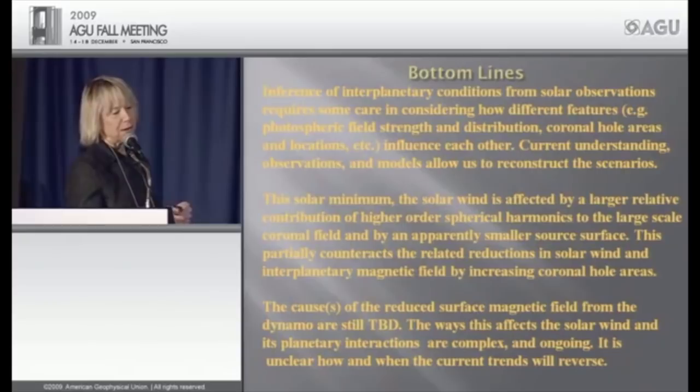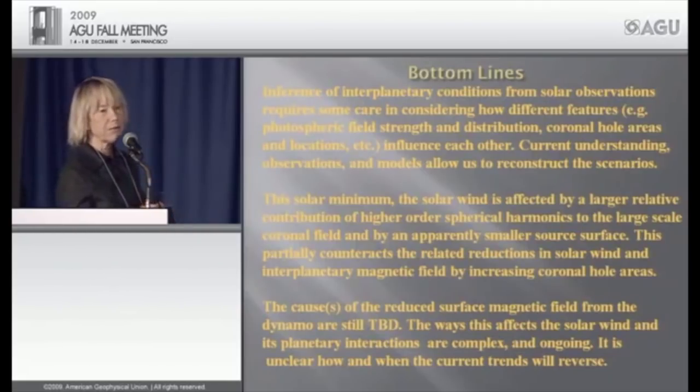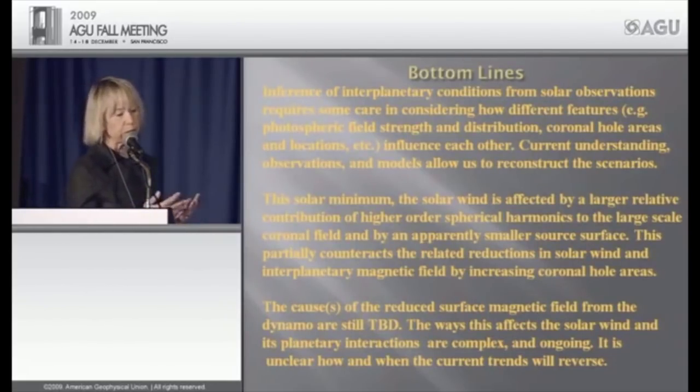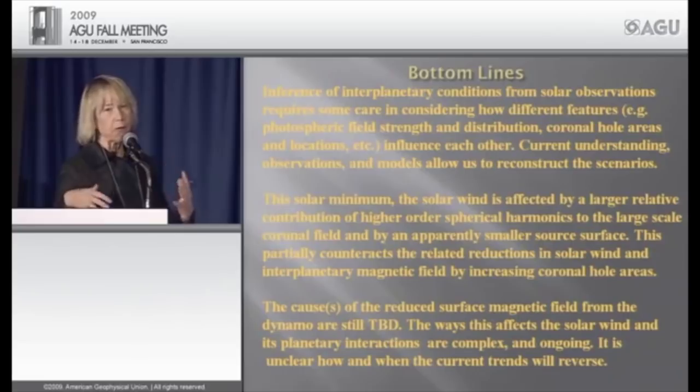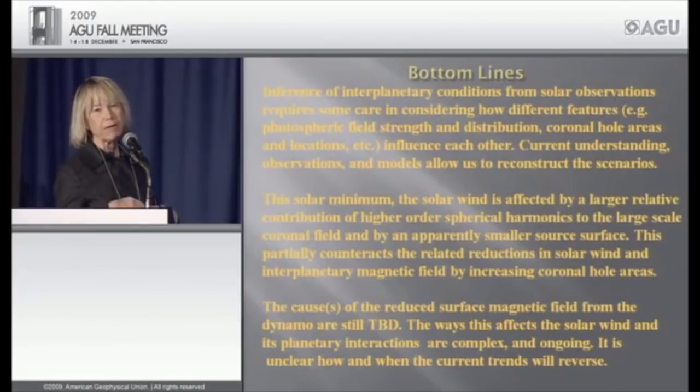The solar minimum is affected by the larger relative contribution of higher order spherical harmonics to the large-scale coronal field and by an apparently smaller source surface for the solar wind, which partially counteracts the effect of the weaker flux. The causes of the reduced surface magnetic field from the dynamo are still to be determined. The dynamo might be happily cranking away flux in the solar interior, and maybe the delivery system that's bringing it up to where we can see it and where it affects the corona is what's changing. I don't think that we understand the generation of the solar field sufficiently well and the internal activity of the sun sufficiently well yet to be able to make that distinction.